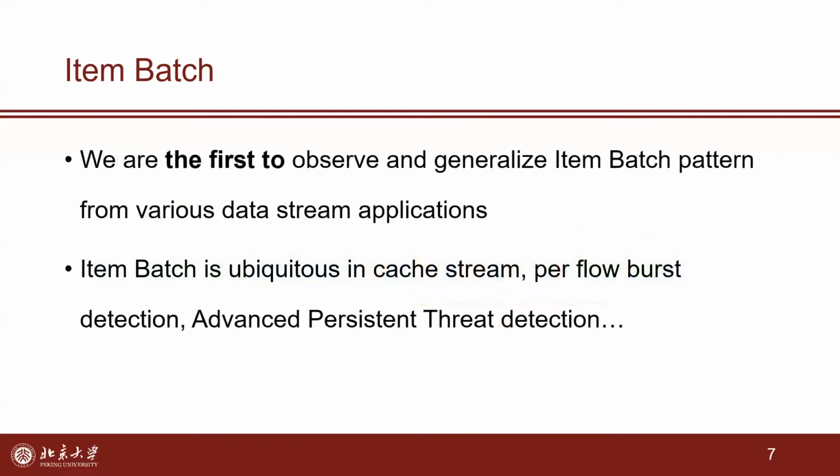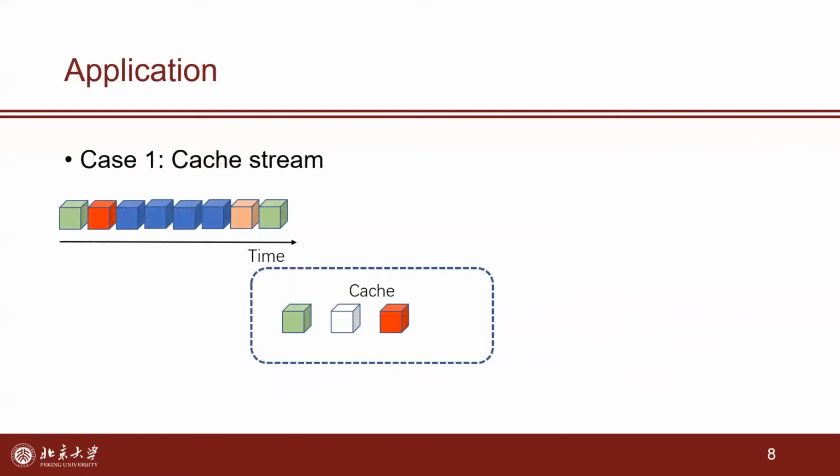This paper is the first to observe and generalize item batch pattern from various data stream applications. We observe that item batch is ubiquitous in cache stream, per-flow burst detection, and advanced persistent threats detection. Let's see the first case, cache stream. Here, each item with the same color denotes key-value pairs with the same key, which means that it points to the same address.